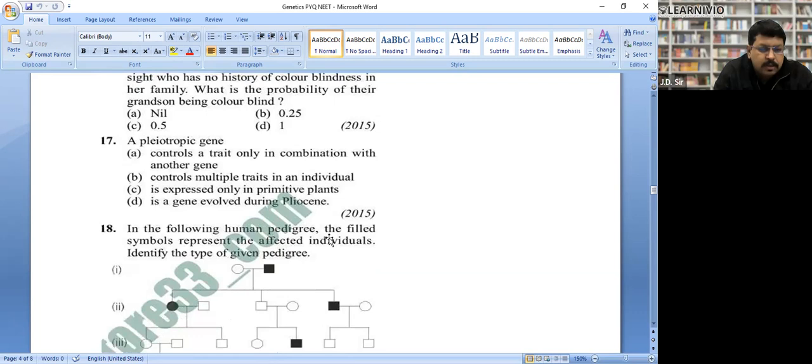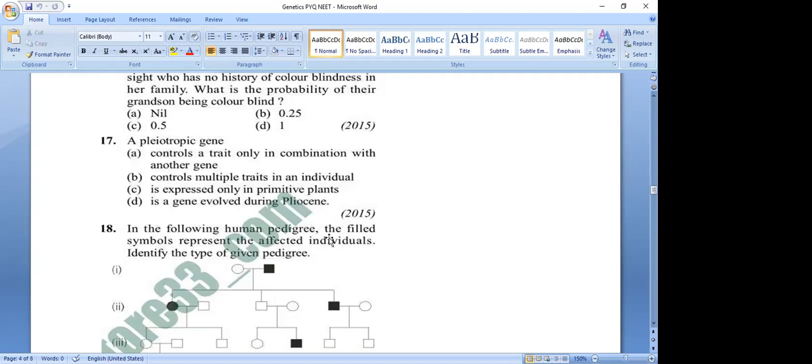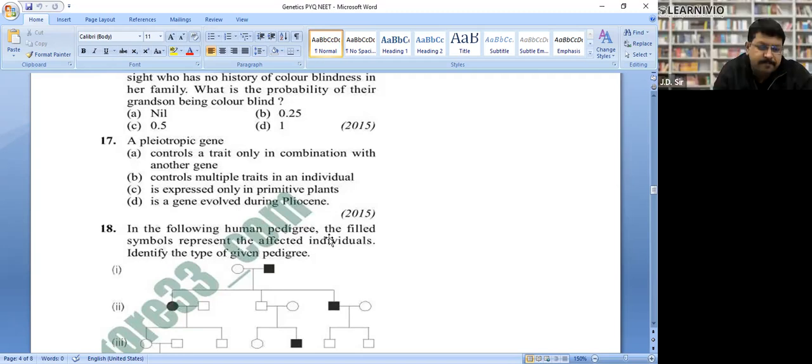17. What is a pleiotropic gene? Come on, you have answered it in the previous question. Multiple allelism is the opposite of pleiotropy. When a number of genes represent one character, that is called multiple allelism. In pleiotropy, a single gene affects multiple characteristics. Yeah, so I think B. B. Yeah. Right. B will be the answer.